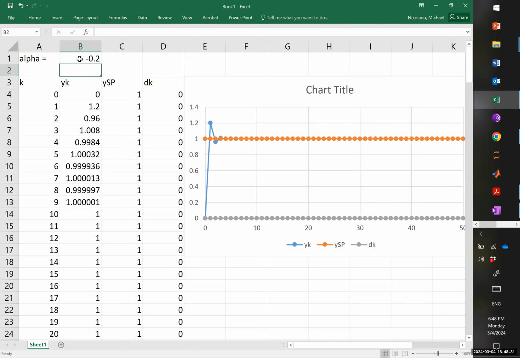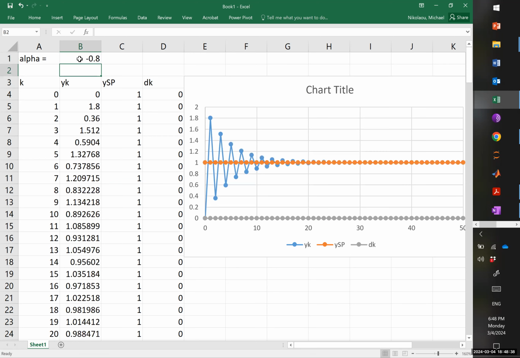Let's visualize this. So you see these oscillations. These oscillations can be more pronounced if I make this larger. Negative, so you see these oscillations. This is not a good behavior for a closed loop, so that's why we avoid these values for alpha.